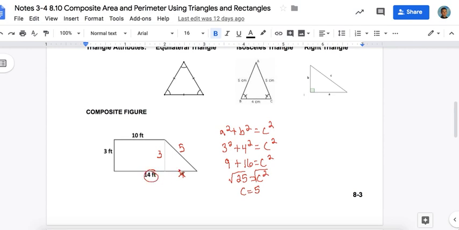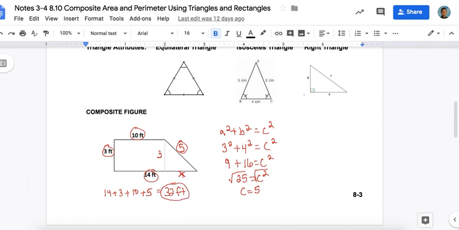And now I'm going to circle all of the sides. I notice I have 4 sides. I have a base, I have a hypotenuse, I have a top, and I have a side. So now I'm going to add those up. I'm just going to start with the 14. So 14 plus 3 plus 10 plus 5. And 14 plus 3 is 17, plus 10 is 27, plus 5 is 32. Remember, your label for perimeter is just the measurement, so 32 feet.